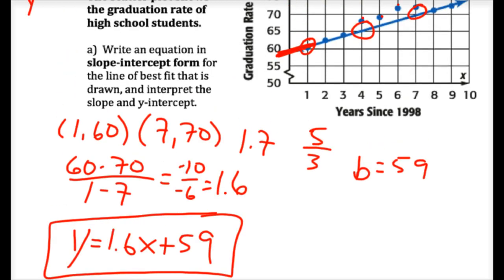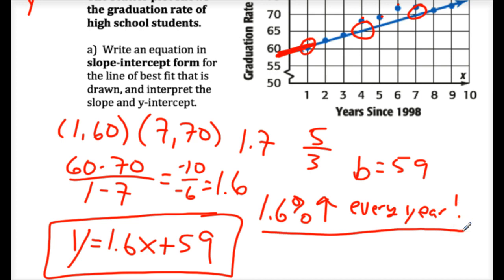Do not blurt this out. What does 1.6 represent here? More specifically, what does 1.6 mean in this problem? Say something intelligent. Gracie: The graduation rate goes up by 1.6%. 1.6% every year, the graduation rate goes up. Very good. 1.6% increase every year. That's a good thing, people. More kids are graduating. That's a good thing.